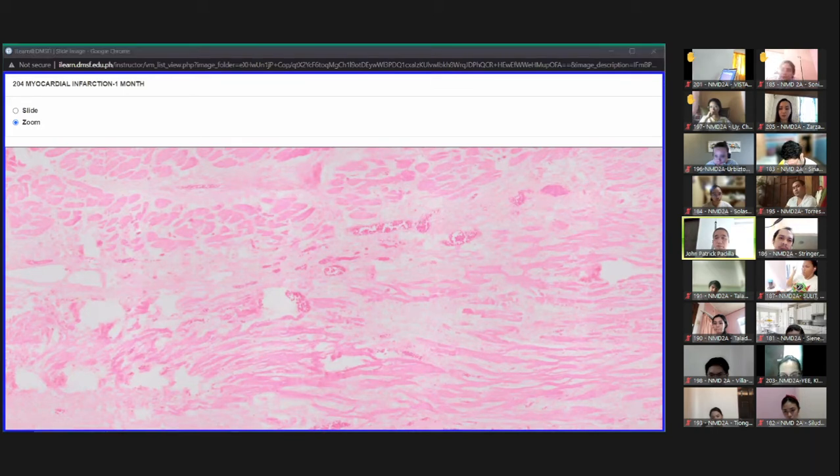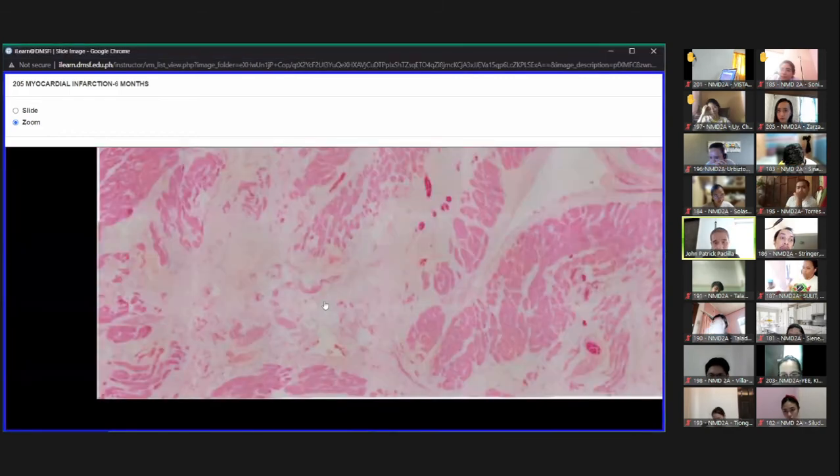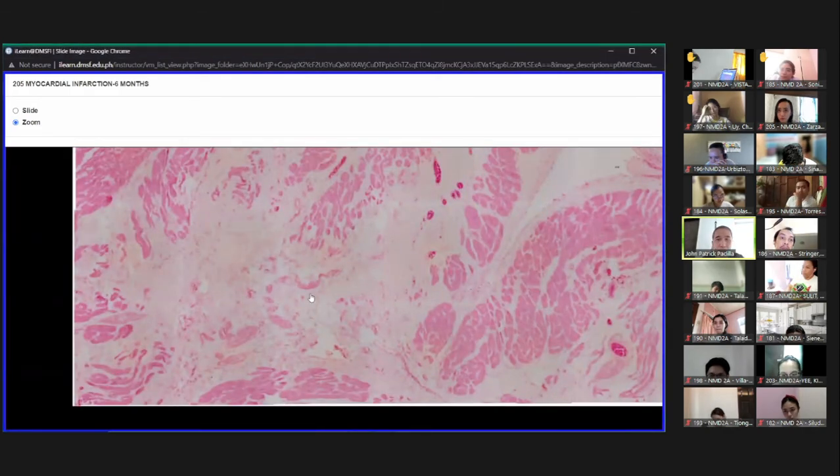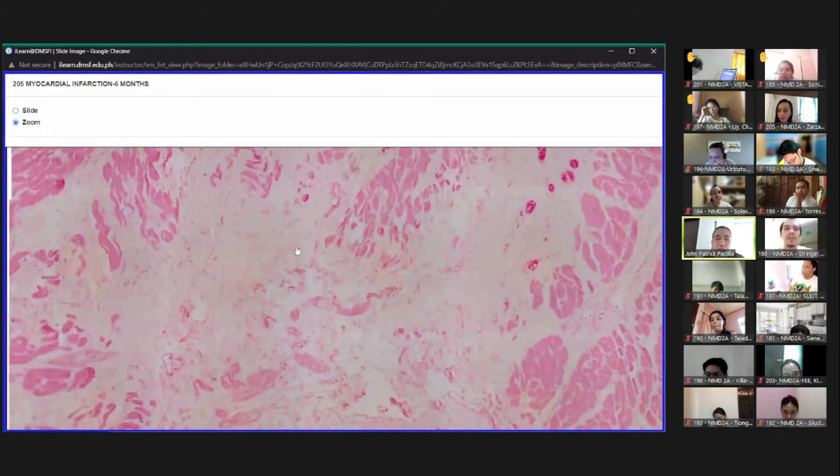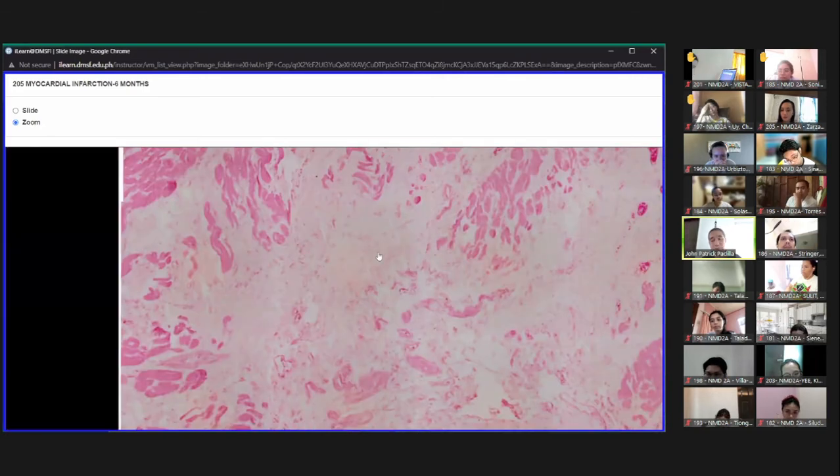Okay. So 6 months after, what we would see would be the presence of fibrosis. Okay, you still have occasional blood vessel formation, but absence of inflammatory cells. Okay, so you have areas of fibrosis that may not present with granulation tissue formation. Okay, kasi 6 months na siya. It means that the tissue repair has been complete.